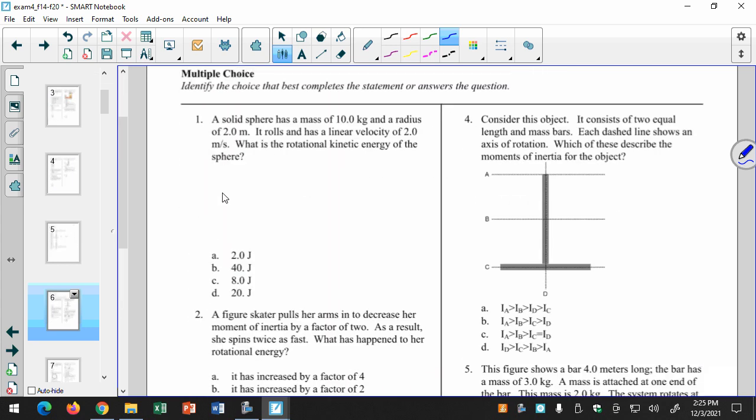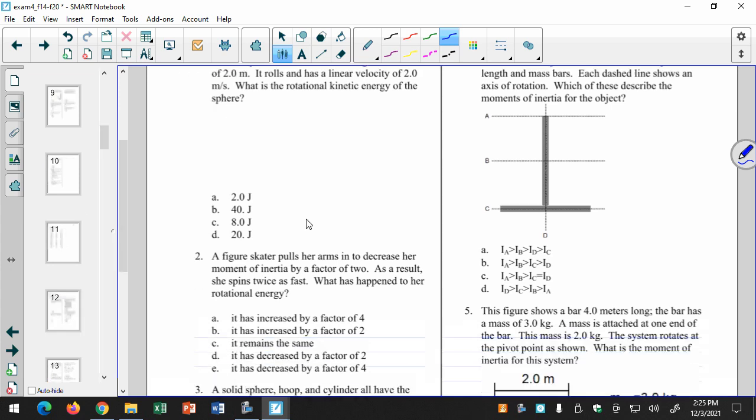Okay, this is a good one. This is moments of inertia. I have 2 bars that are made into a T like this, and they're both equal length and equal mass. And then they're rotating about these various axes, A, B, C, and D. So if you imagine these bars, they're like this. For example, if I was rotating about D, it would rotate like this.